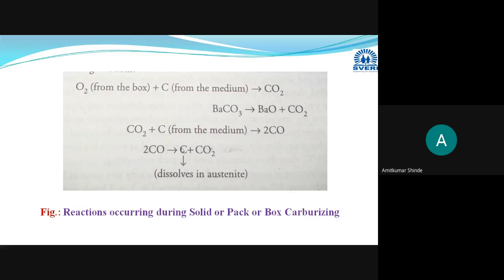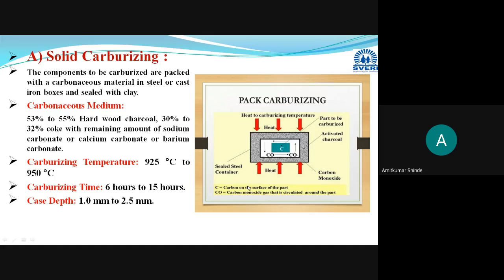So this reaction will occur, and in this way that carbon will get diffused and the solid carburizing process will occur. And whichever depth of hardening is achieved on the surface, or you can say the case depth, in this solid carburizing process, we can achieve 1 mm to 2.5 mm case depth. This can be achieved.